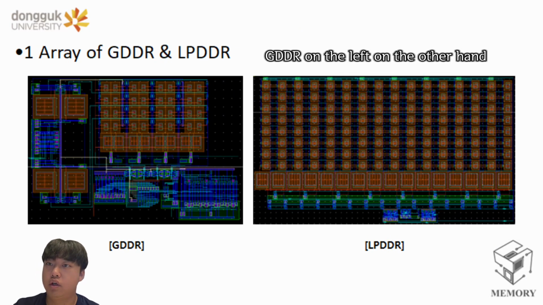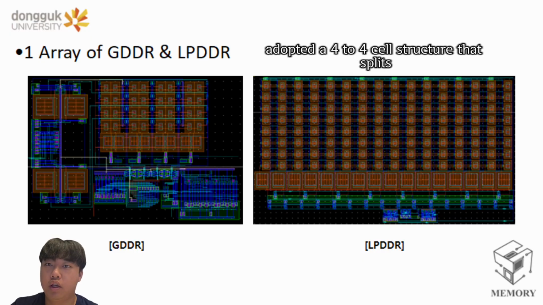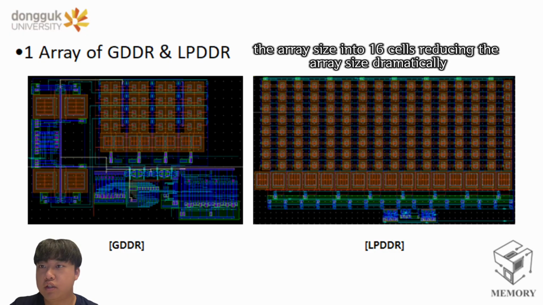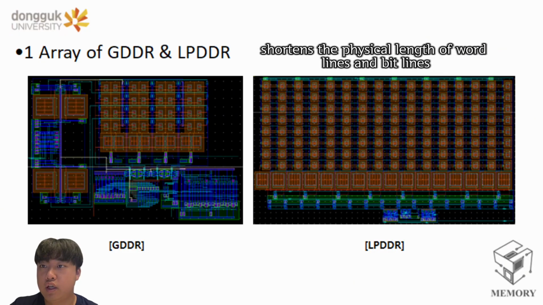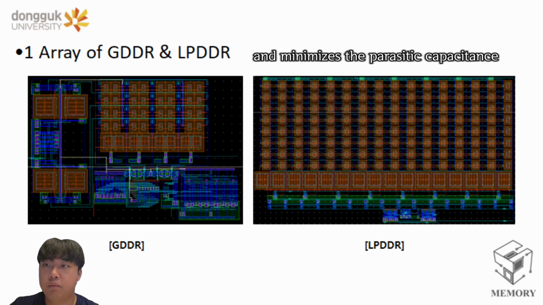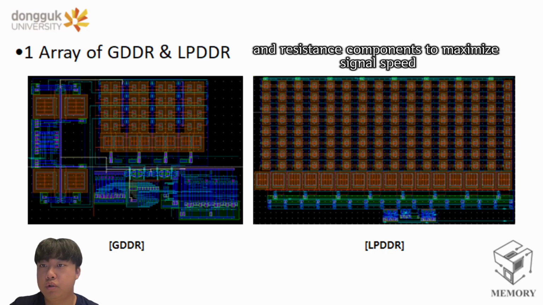GDDR on the left, on the other hand, adopted a 4 by 4 cell structure that splits the array into 16 cells. Reducing the array size dramatically shortens the physical length of word lines and bit lines and minimizes the parasitic capacitance and resistance components to maximize signal speed.